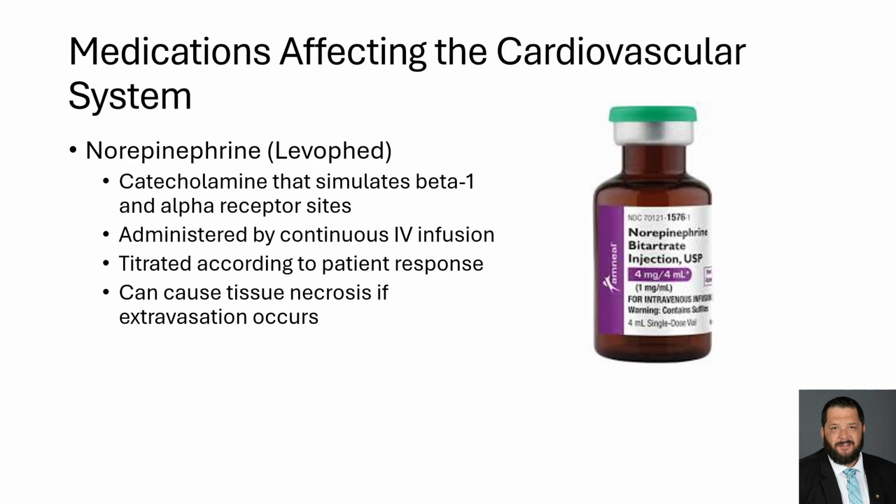Norepinephrine or Levophed is a catecholamine that stimulates beta 1 and alpha receptor sites. It can be delivered through continuous IV infusion and titrated to the patient's response that you're intending. It can cause tissue necrosis if extravasation occurs, so be sure to check the IV site while you're administering.